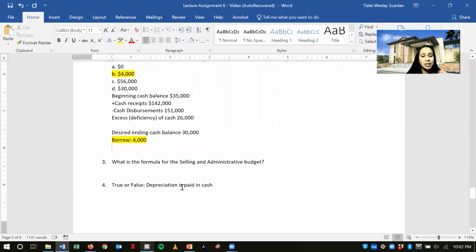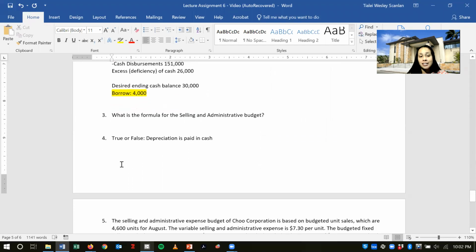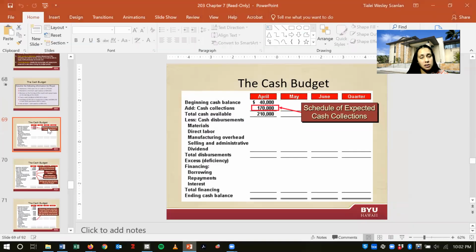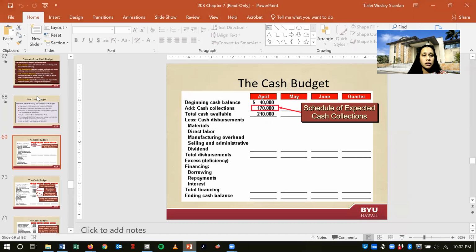What is the formula for selling an administrative budget? True or false, depreciation is paid in cash. So let's look at our budget. Depreciation is a non-cash expense, so you don't pay cash to the dealer every time your car depreciates. It's a non-cash transaction, and then it's just a systematic expensing of an asset over time.